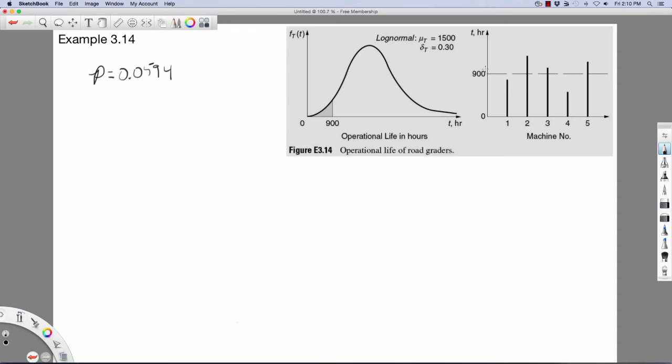Just because the operational life is determined here doesn't mean that they can't malfunction, regardless of whether they're under or over 900 hours. Any 2 can malfunction. Therefore, the number of sequences, in other words, the number of combinations of the 2 malfunctioning machines among the 5, is going to be the binomial coefficient. So we've got 5, and we want to know any 2, and this is equal to 5 factorial divided by 2 factorial times 3 factorial, which is 10.